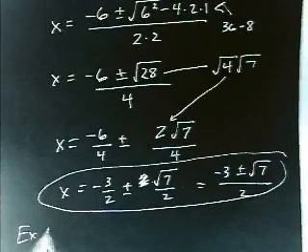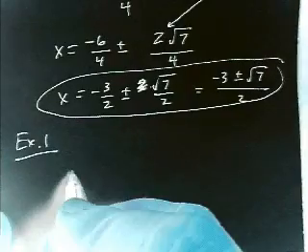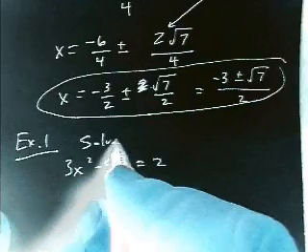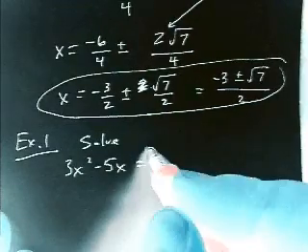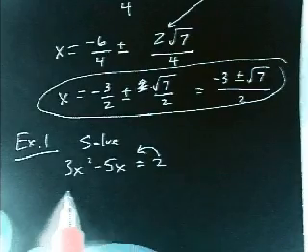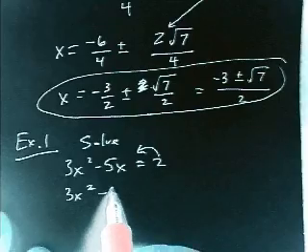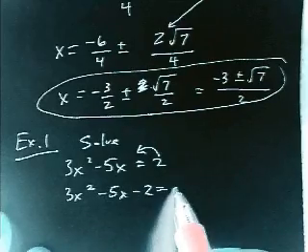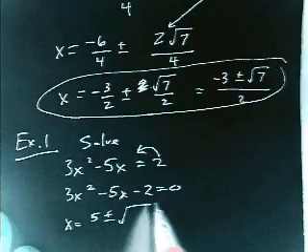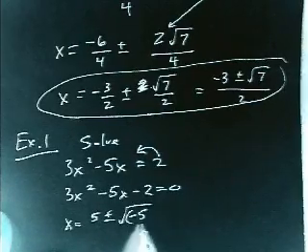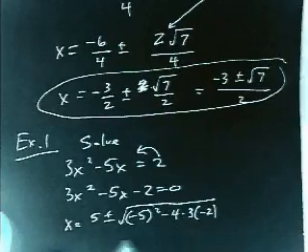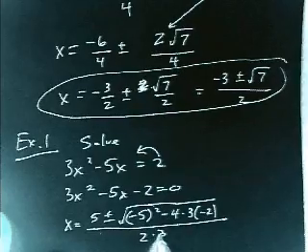Example 1 says 3x squared minus 5x equals 2, and they want you to solve this for x. I want you to keep in mind that it has to be set equal to 0, so you're going to have to swing that over to the other side through subtraction. So we have 3x squared minus 5x minus 2 equals 0. Now you can do the opposite of b plus or minus the square root of b squared minus 4 times a times c, all over 2 times a.